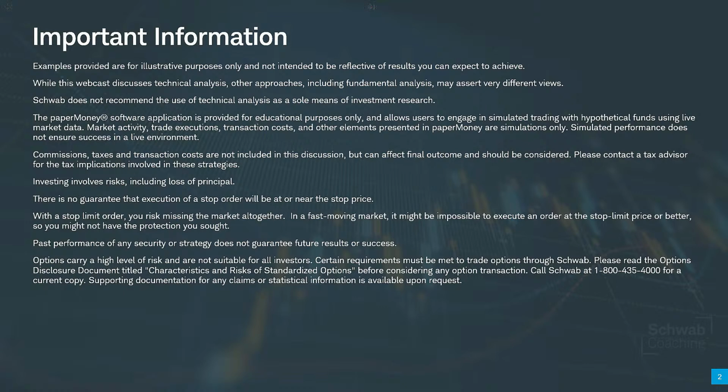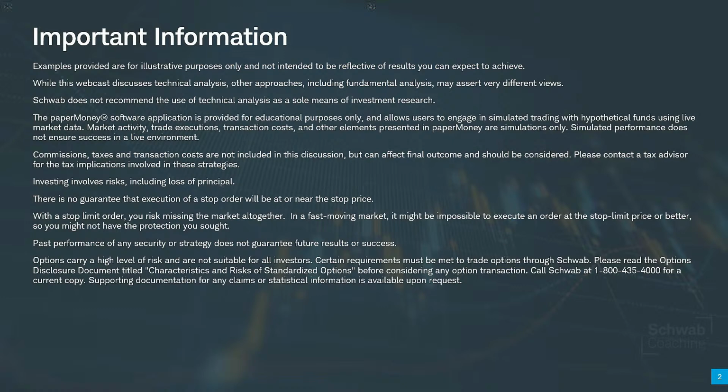Of course, remember that investing involves risk, including loss of principal. There's no guarantee that, for instance, a stop order or a stop limit order will get filled at or near the expected stop price. So that's something to pay attention to. We'll talk about that as we get into the discussion today. And remember, of course, past performance of any security or strategy does not guarantee future results or success.